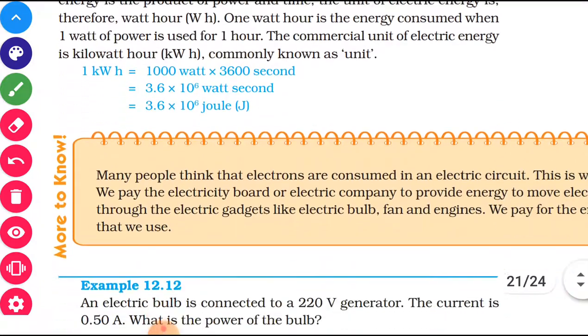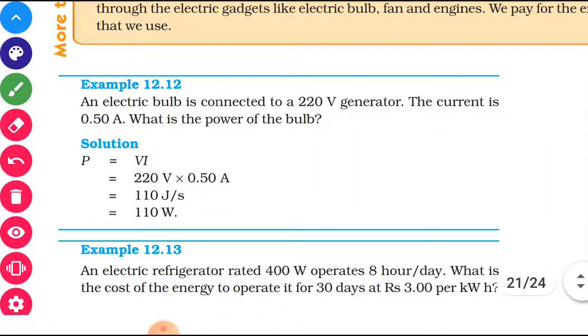Okay, so this is a very easy topic. An electric bulb is connected to a 220 volt generator. The current is 0.5 ampere. What is the power of the bulb? The power is V into I, as you know. So we just have to multiply the voltage and current, we get the power.